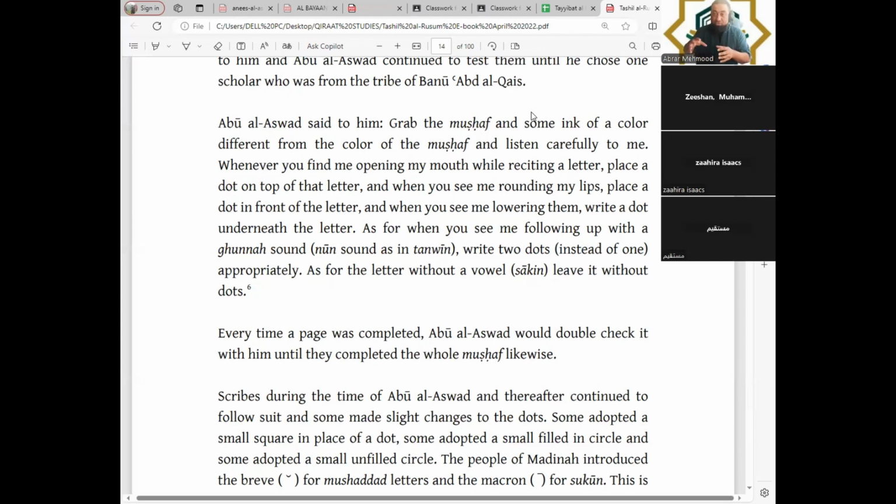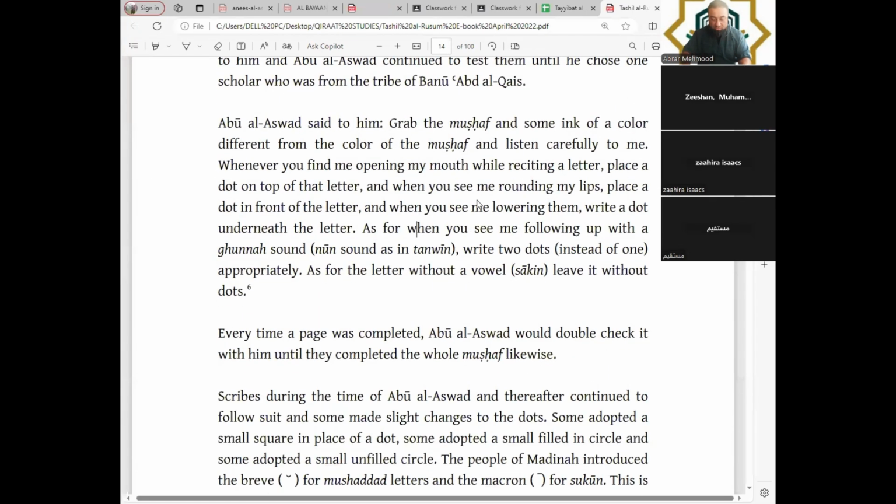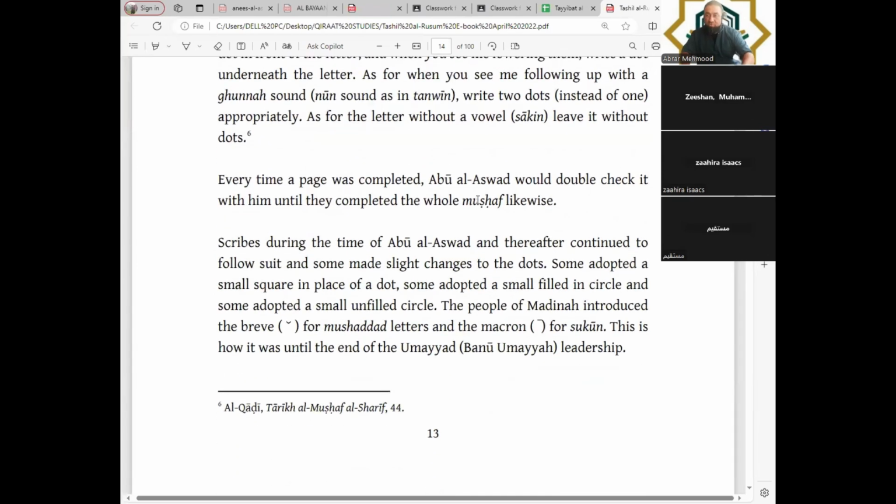And then these sort of processes lead to the great process of contemplation and thinking about the meaning of Allah. But here, as you can see, what's so unique, again, opening my mouth, rounding my lips, lowering the lips, and so on and so forth, and how accurate Abu al-Aswad ad-Du'li was in his process. So something to really keep in mind, and something to remember, is that this process in itself was a very, very particular one.